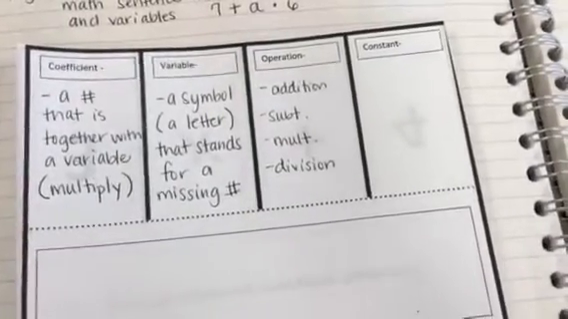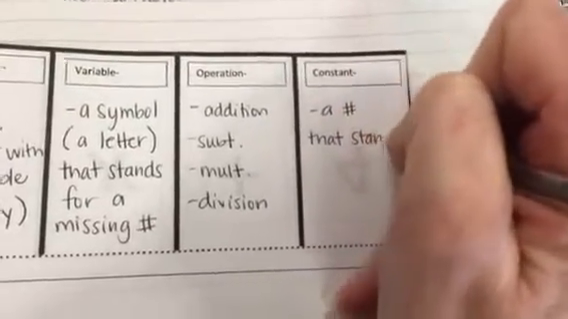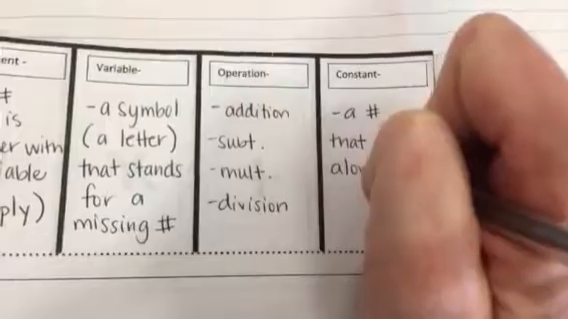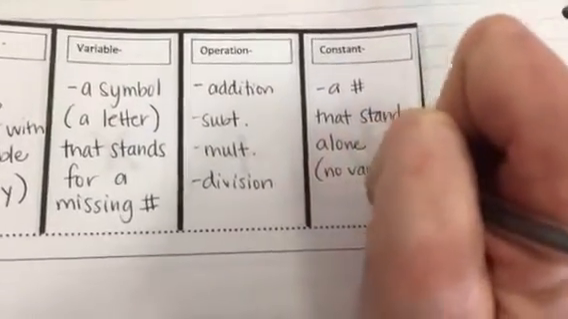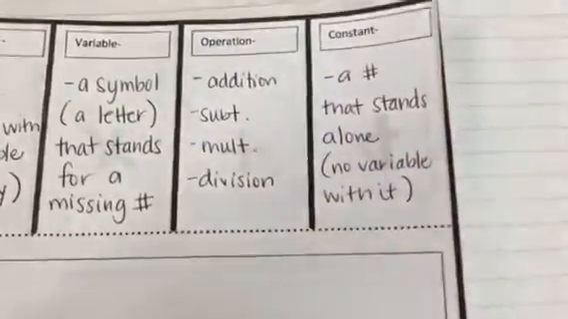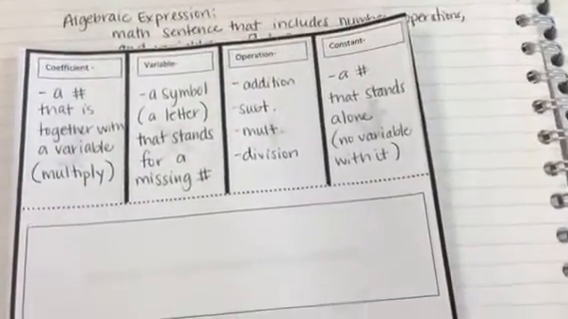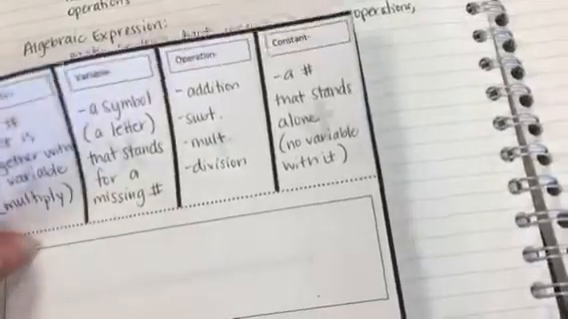The last thing that you have to know about is called a constant. A constant is a number that stands alone in an expression, and that means there's no variable with it. Make sure you have that information in your notebook on this little paper. We're going to take the example problem that they gave us and write it right here. You're going to see me write it very big.